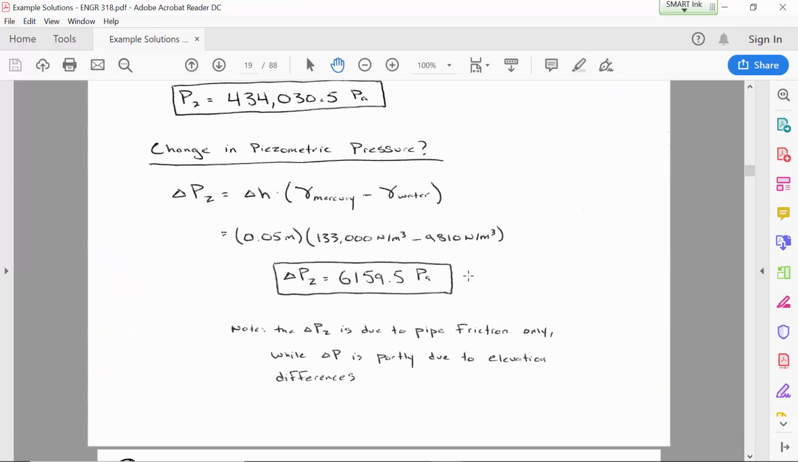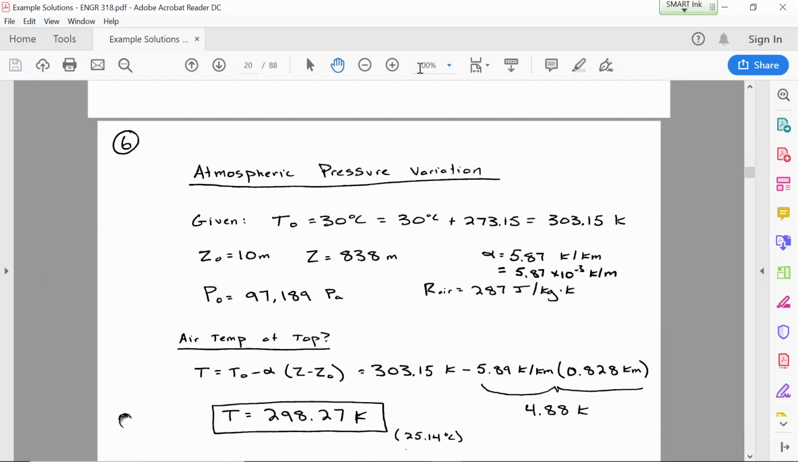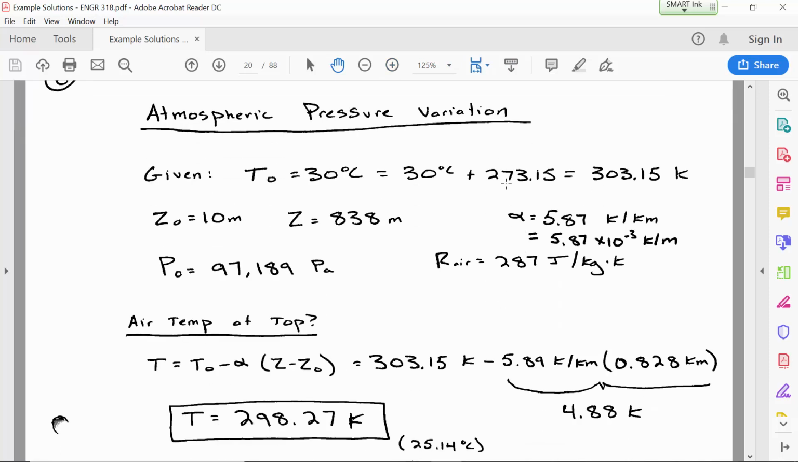All right, let's go through the solution. I've just realized I have a mistake in my solution, a small mistake. Let's go through and I'll show you where it is. Okay, first of all, we need to calculate the temperature in terms of Kelvin. Now, at the top, it's going to be the starting temperature of 303.15 Kelvin and then minus a change. You'll notice that I have the delta Z. I put 0.828. That's wrong. It should be 0.818.